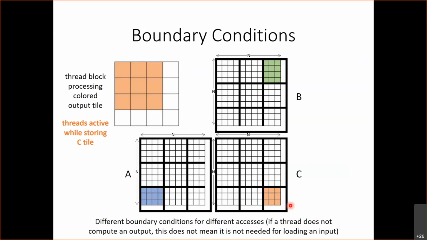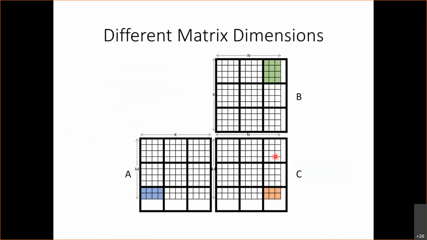And of course, another thing to be careful about is that you will have an assignment, and in the assignment, you'll have to deal with matrices with different dimensions. So I could have an m by k matrix and a k by n matrix that produce an m by n matrix. And these boundary conditions make things further complicated when you're implementing a tiled matrix multiplication. Is that clear to everyone?